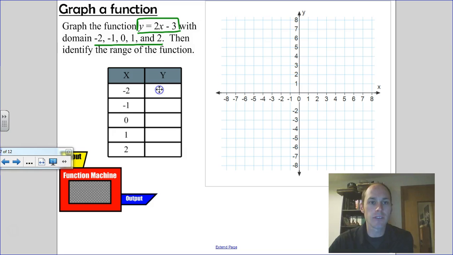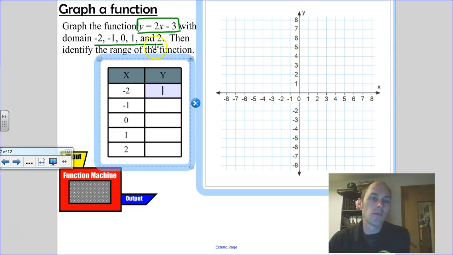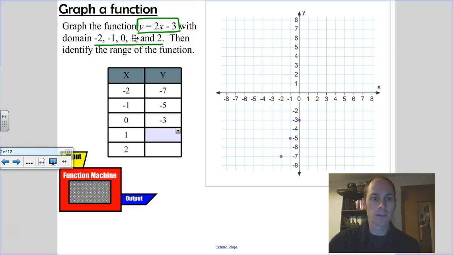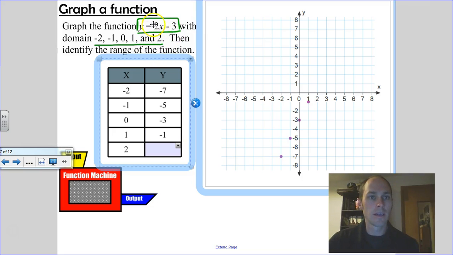So when we substitute those values in, 2 times -2 is -4, minus 3 is -7. And as we continue substituting our values of x into the equation, we see 2 times -1 is -2, minus 3 is -5. 2 times 0 is 0, minus 3 is -3. 2 times 1 is 2, minus 3 is -1. And 2 times 2 is 4, minus 3 is 1.